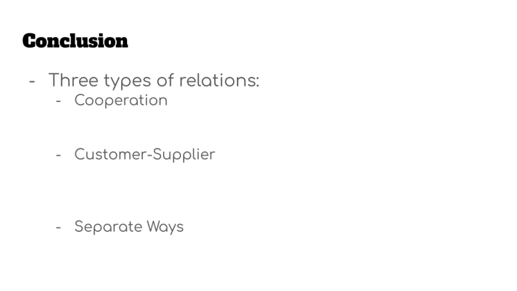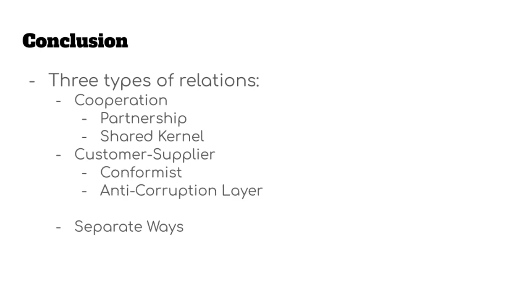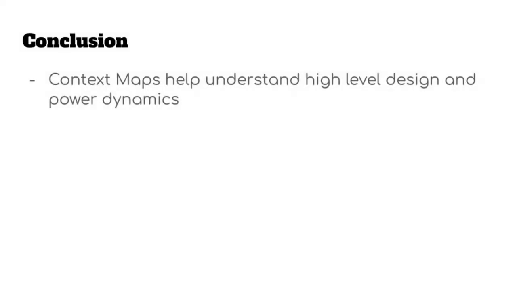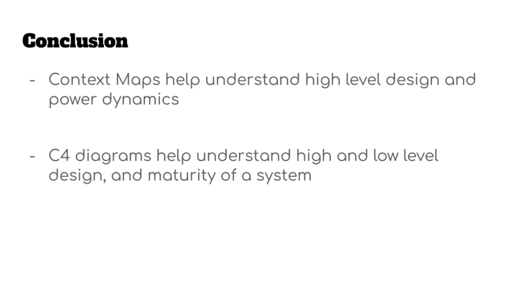Cooperation has two patterns: partnership and shared kernel. Customer-supplier has three patterns: conformist, anti-corruption layer, and open host service. Separate ways has no patterns and happens mostly due to the fact that duplication is cheaper than collaboration. Context maps are a valuable tool to understand high-level design and power dynamics within the company. C4 diagrams can be used in conjunction with context maps to map the internal structure of your system.